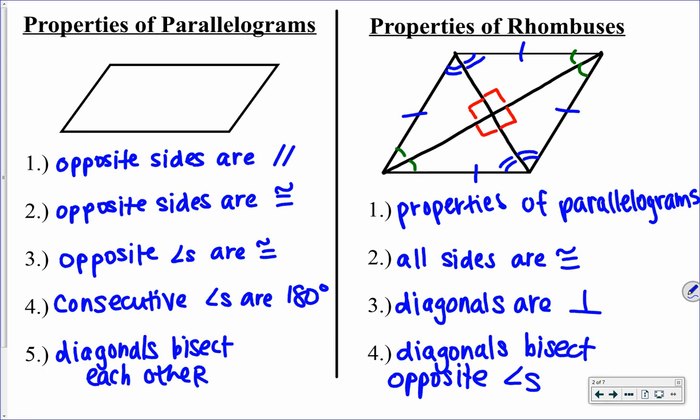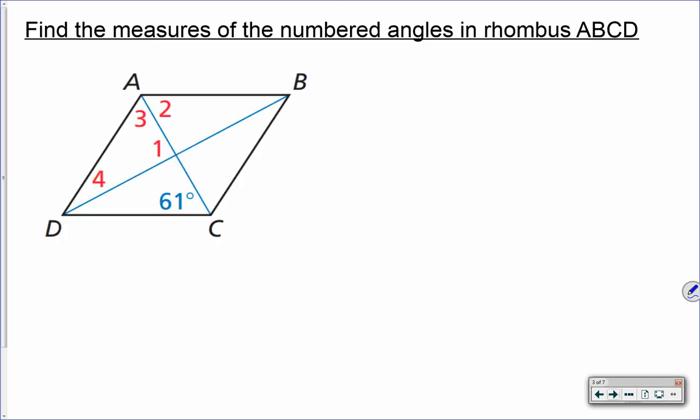So these are our properties of rhombuses. It obtains the properties of parallelograms. All the sides are congruent. The diagonals are perpendicular, and the diagonals bisect opposite angles. So we're going to be using these properties to solve some problems with rhombuses. The first one says find the measures of the numbered angles in rhombus ABCD. So I have the 61 degrees down here, and I'm looking for angles 1, 2, 3, and 4.